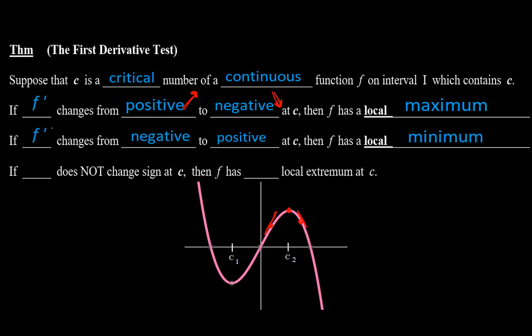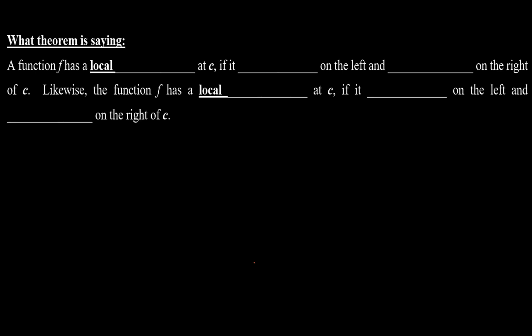If f prime changes from negative to positive at point c, then f has a local minimum, and we can see that here. Here's a minimum, here's some value c, and before the minimum the tangents are negative, and after the minimum the tangents are positive. If f prime does not change its sign at point c, then f has no local extremum. So there has to be a sign change going on here.